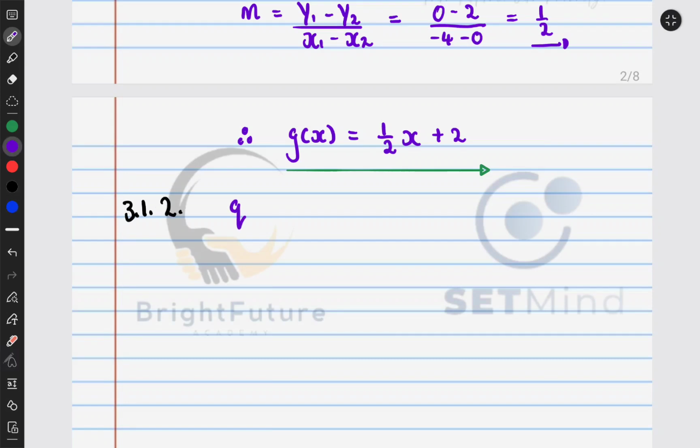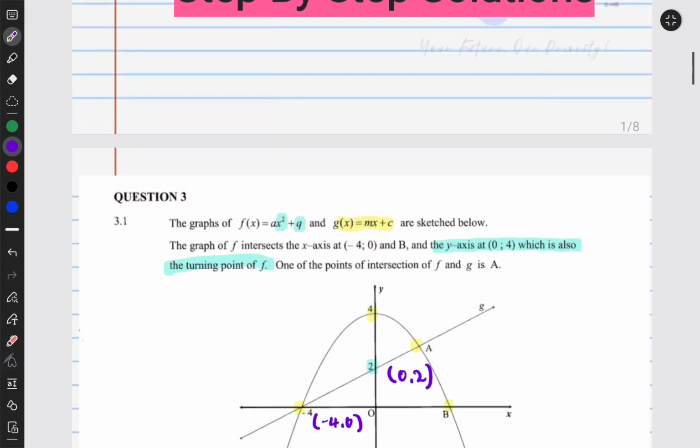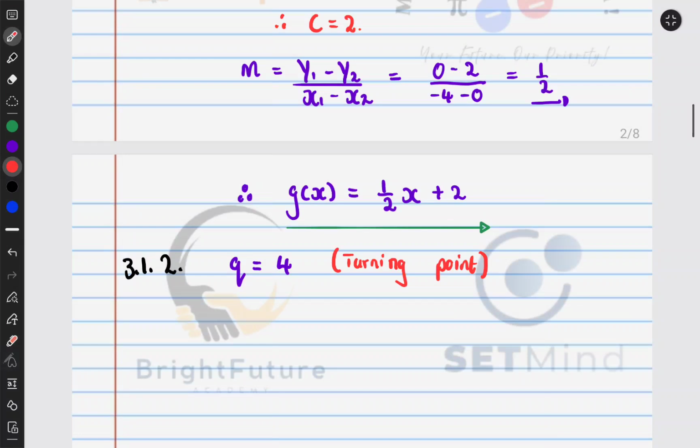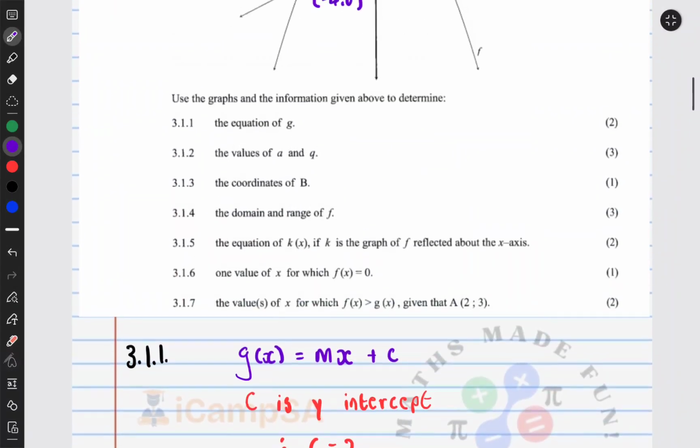Our q is equal to 4. That is the turning point. We can put in brackets and say turning point and the y-intercept.